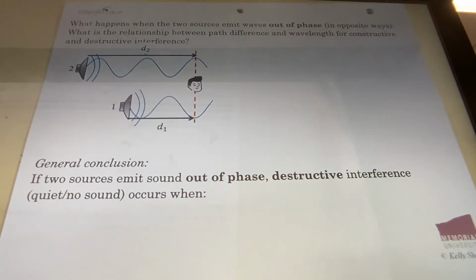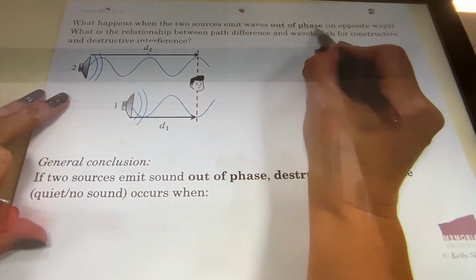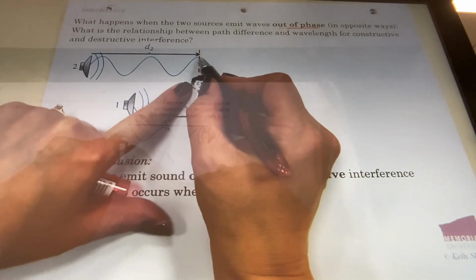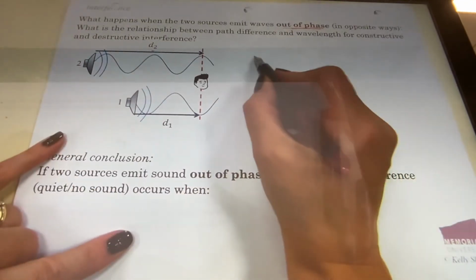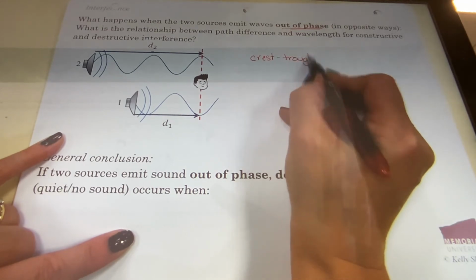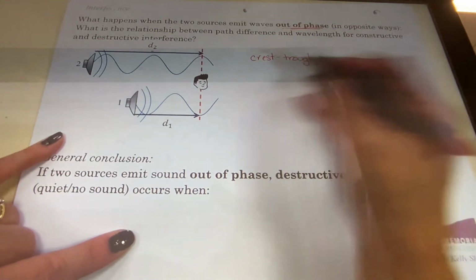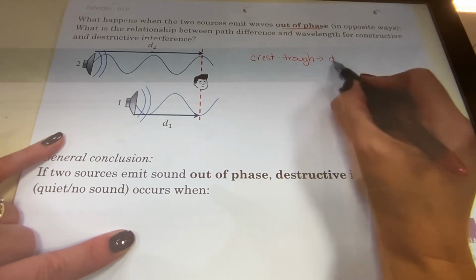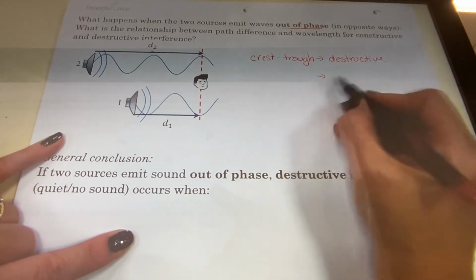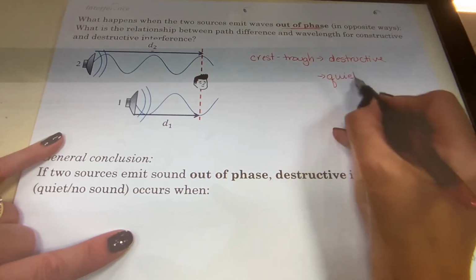So here's our last one. We've got our sources out of phase. What does our person hear? So the person is here. The sound from speaker 2 is at a crest. Speaker 1 is at a trough. Sound waves are meeting crest to trough. That means those waves are going to add up to be 0. That's destructive interference, which will correspond to quiet sound.